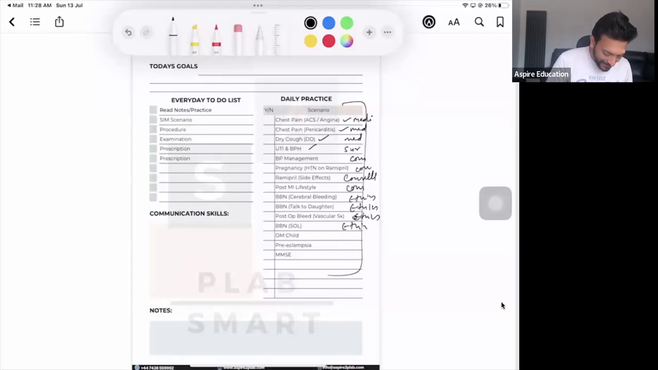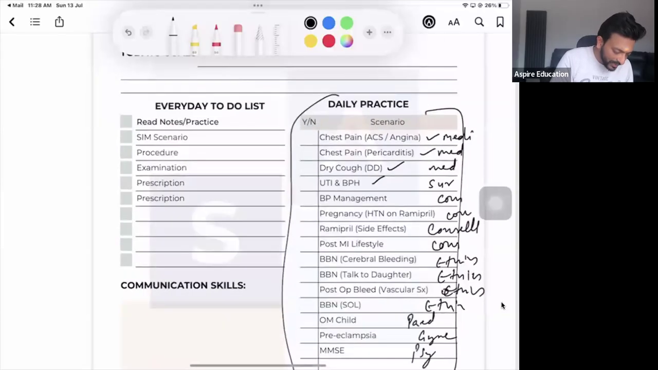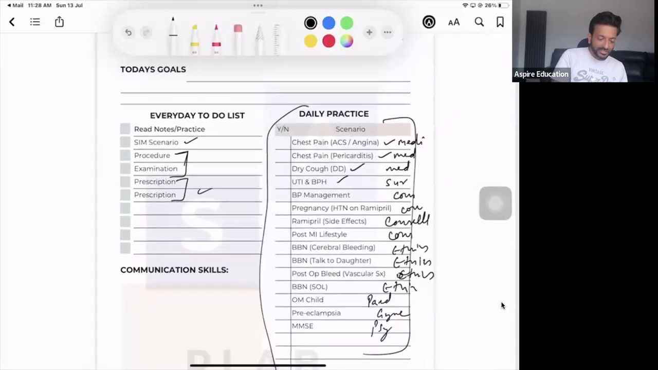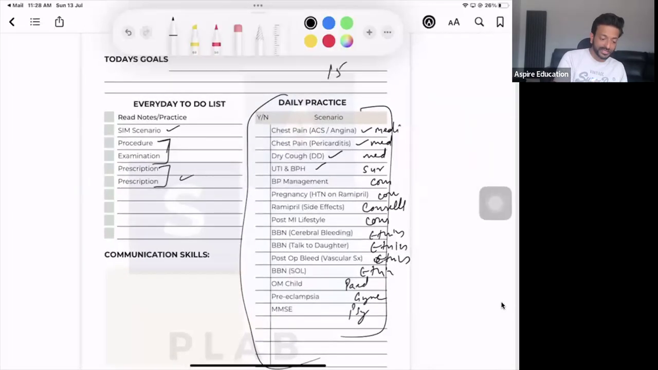On child, this is what we have in pediatrics. Preeclampsia, that's gynae, and that's psych. So we have taken roughly these 15 stations. And then we have one SIMMAN procedure examination, so 2 examination mannequin, 1 or 2 prescription. That's one day, around 15 stations in a day.